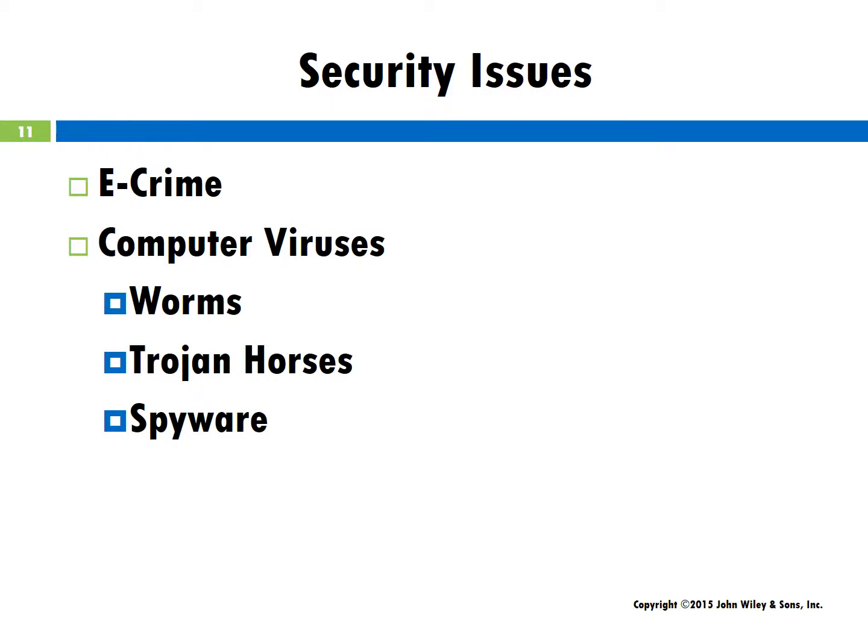Security issues: e-crime, computer viruses, worms, Trojan horses, spyware. E-crime and malware are major security issues nowadays. E-crime may or may not be malicious. Some of the stunts online are simply to see if a user can hack a system.